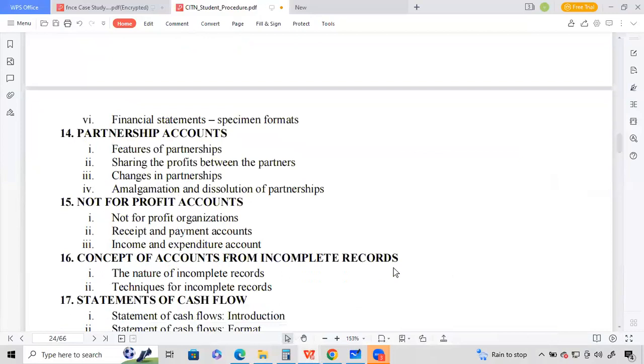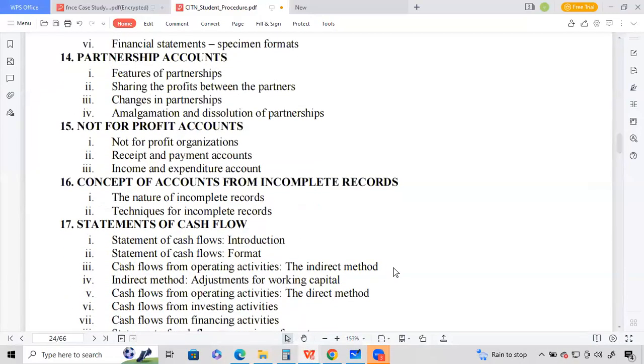Then we'll be looking at partnership accounts. We'll be looking at not-for-profit making organizations as well. Then incomplete records, that's for the sole trader, the sole proprietorship. This is the account that we used to maintain for them.